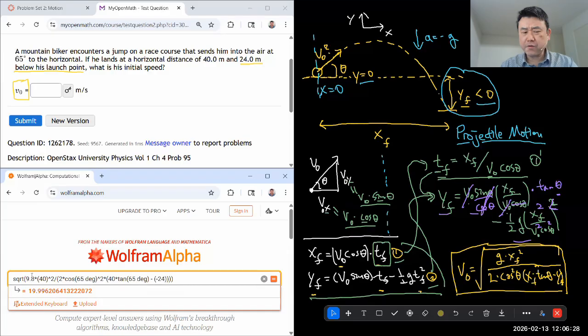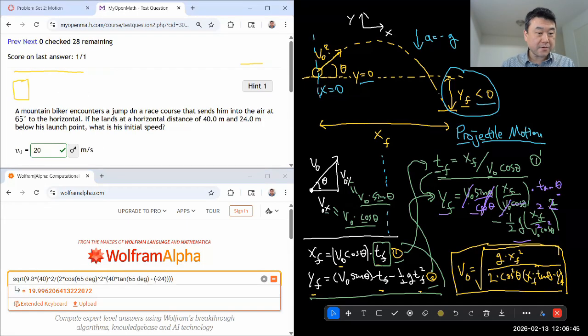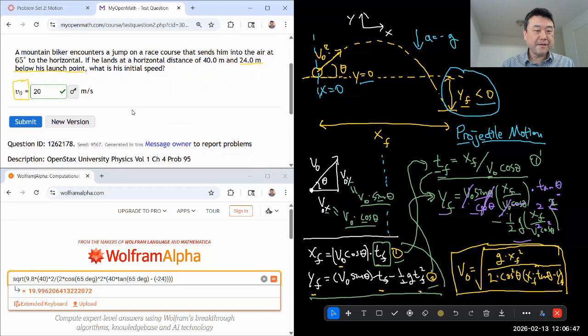And without units, Wolfram Alpha will do this quick calculation. That's probably right, 20. And yeah, so 20 meters. That's like 20.00 meters per second. I could have put in 19.996, but either way should be graded as correct. So yeah, simple answer for a question that took a lot of algebra.